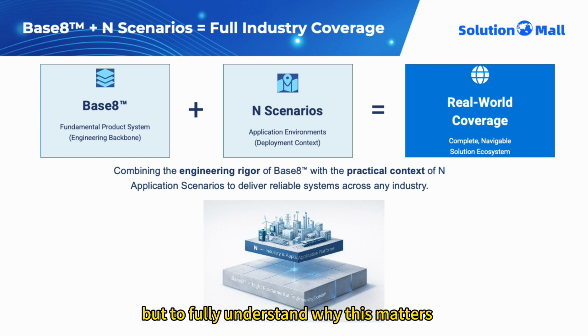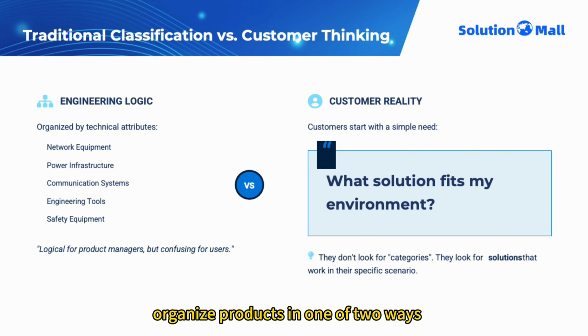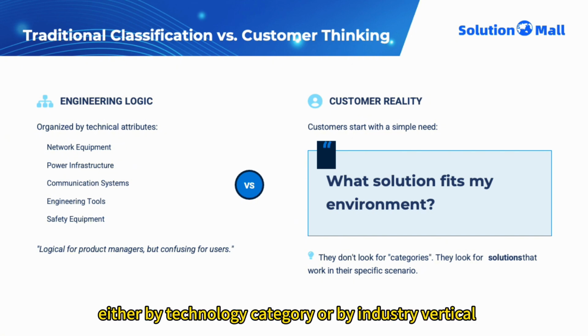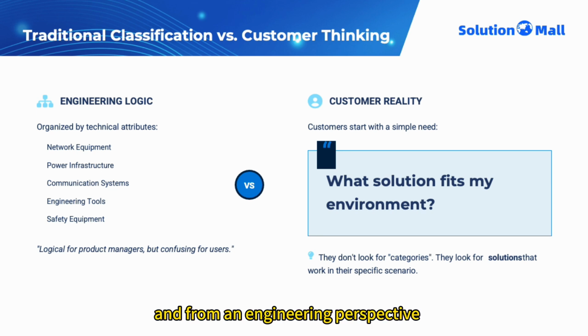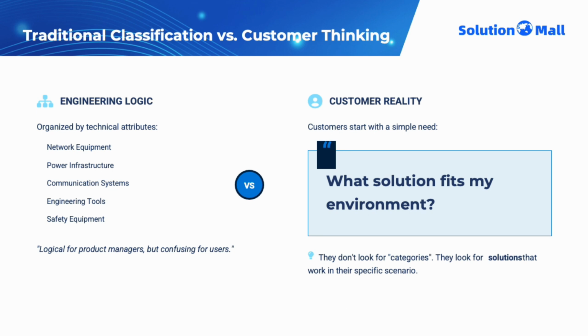But to fully understand why this matters, we first need to look at a common problem. Most solution platforms today organize products in one of two ways, either by technology category or by industry vertical. And from an engineering perspective, that actually makes perfect sense. But here's the challenge. Customers don't think that way. When someone starts a project, they rarely think, I need networking equipment, I need power infrastructure.